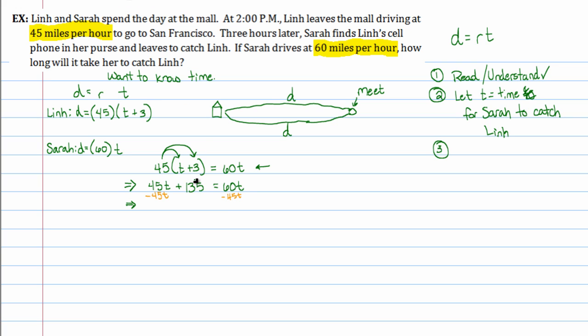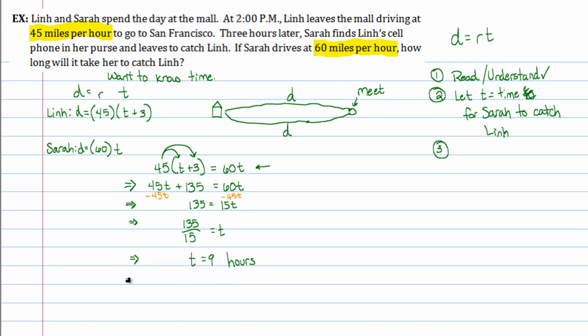And that will give me, on the left-hand side, just a regular old 135. On the right-hand side, 15t. And now I'll just divide both sides by 15, so 135 over 15 will equal t. So therefore, once you grab a calculator, you'll find out that t is equal to 9. Now let's interpret this. T is the time that it took for Sarah to catch Lynn. So it took 9 hours for Sarah to catch Lynn.